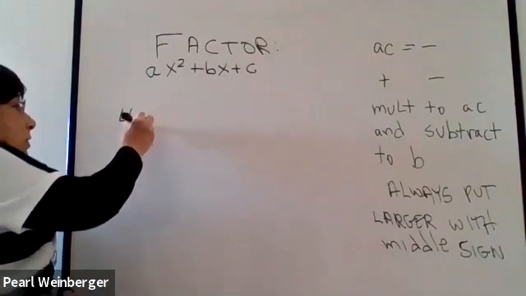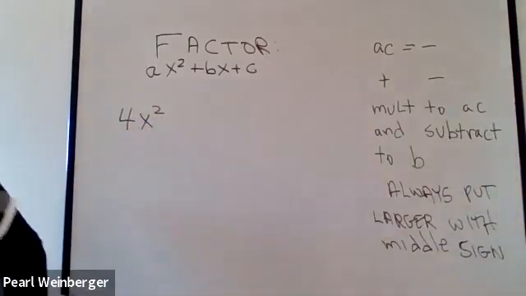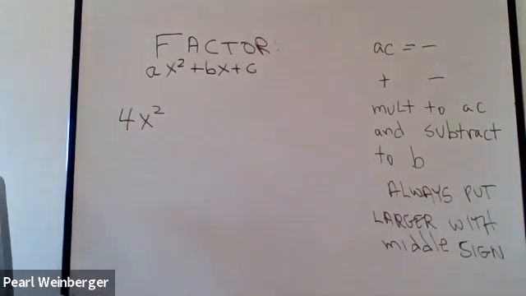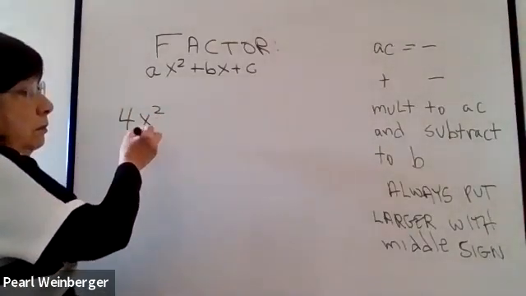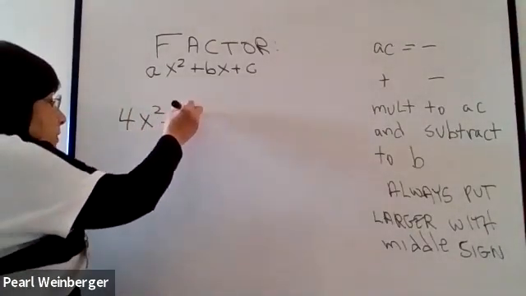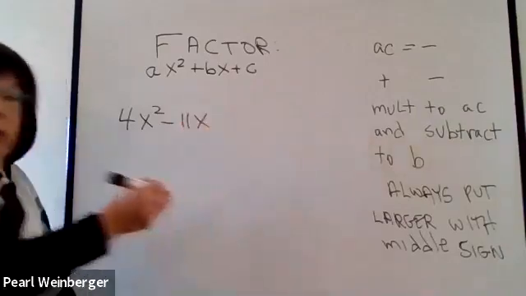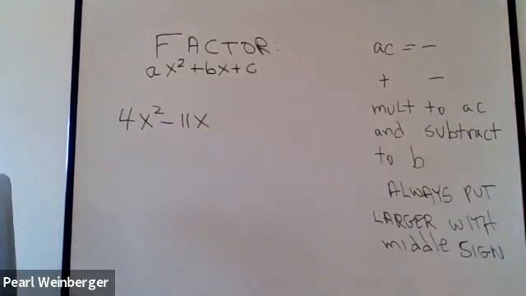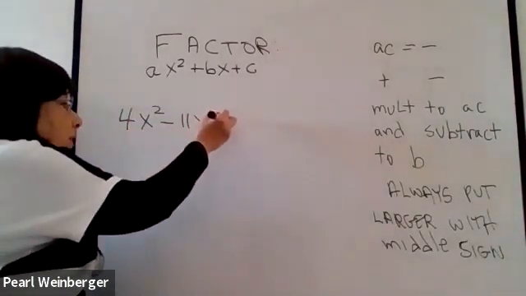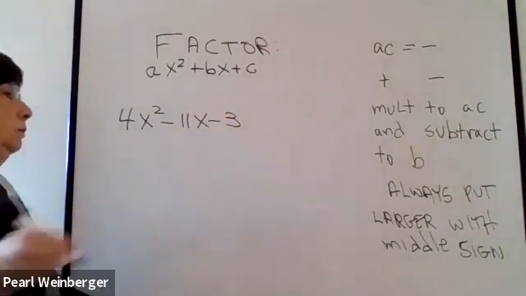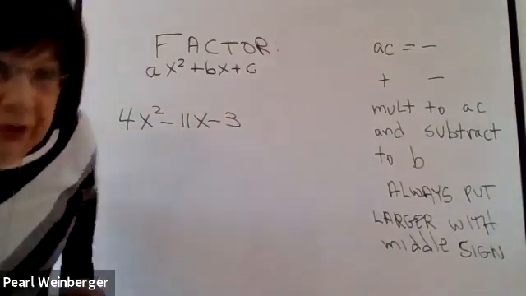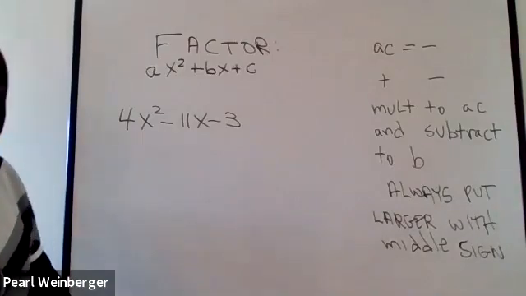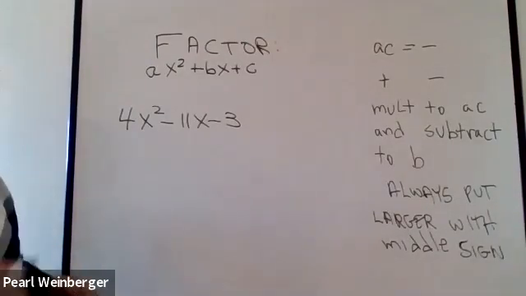Here it is, 4x squared minus 11x minus 3. Okay, I'm going to work this with you, and then I'm going to give you a couple to try.